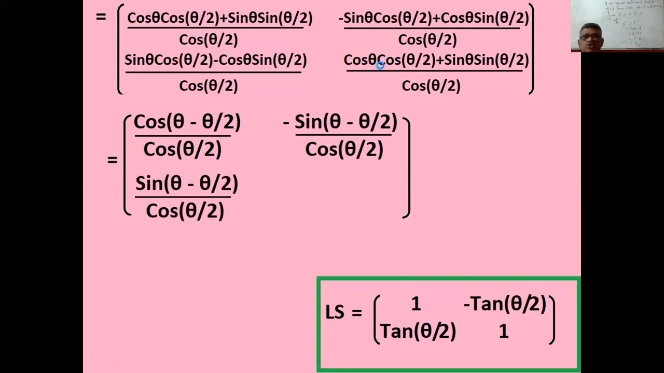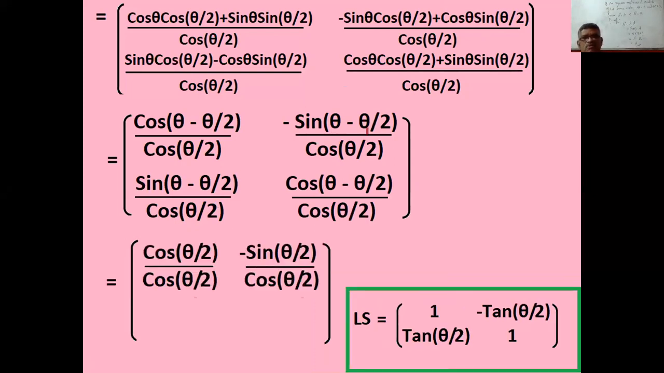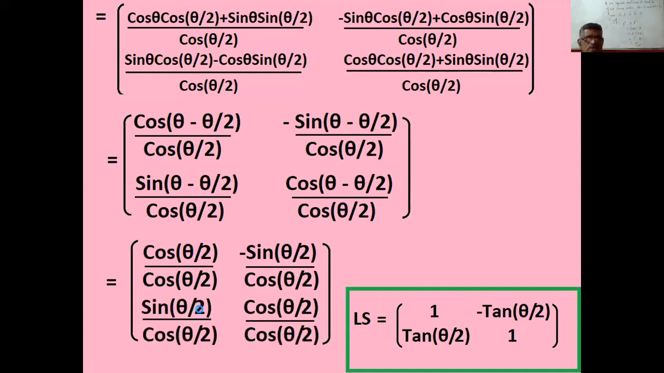Here it is cos theta minus theta by 2. And cos theta minus theta by 2 is cos theta by 2. Sin theta minus theta by 2 is sin theta by 2. And denominator is again cos theta by 2. Here also sin theta by 2 upon cos theta by 2. Here cos theta by 2 upon cos theta by 2. And this is the right side.